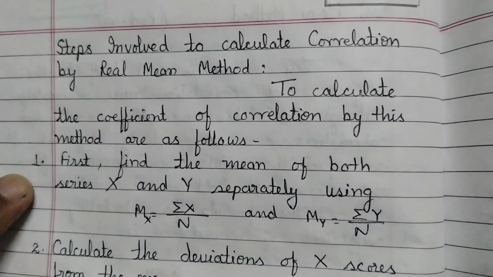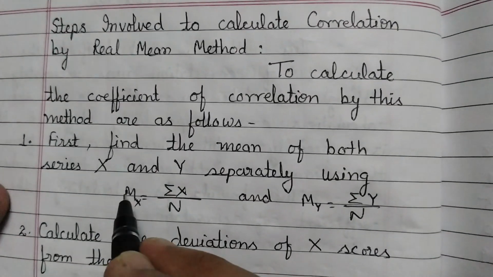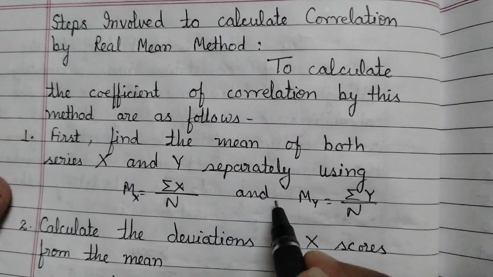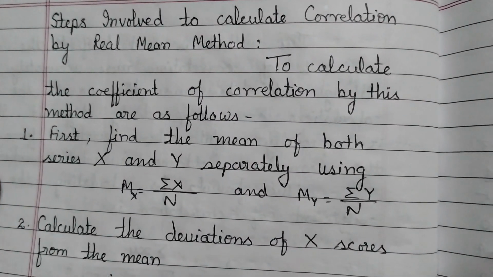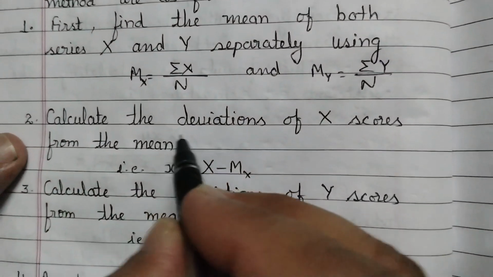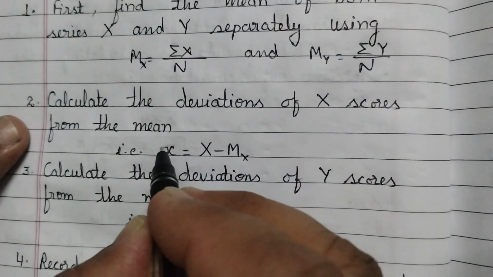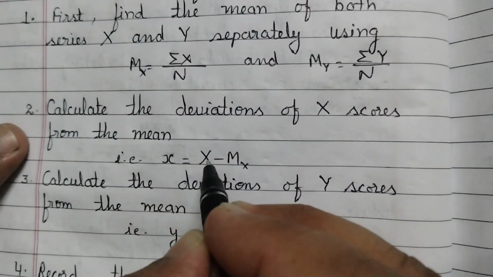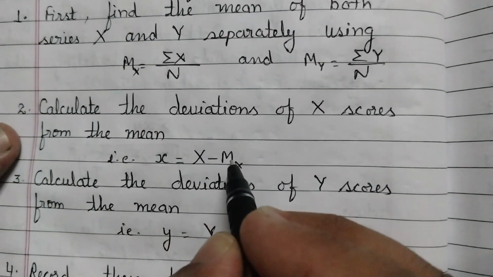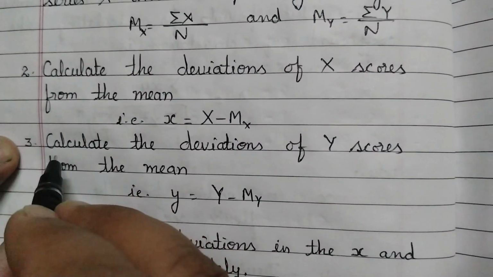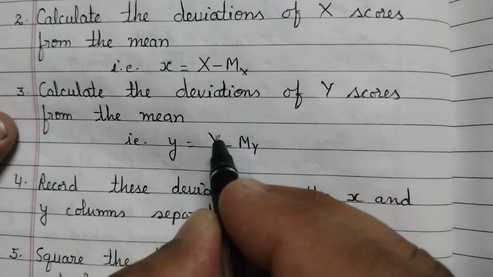First step is to find the mean of both series x and y separately, using mx equals summation x by n and my equals summation y by n. Next step, calculate the deviations of x scores from the mean, represented by small x. Small x is equal to capital X minus mx, where X is the individual score and mx is the mean of x scores. Third step, calculate the deviations of y scores from the mean, that is y equals Y minus my.